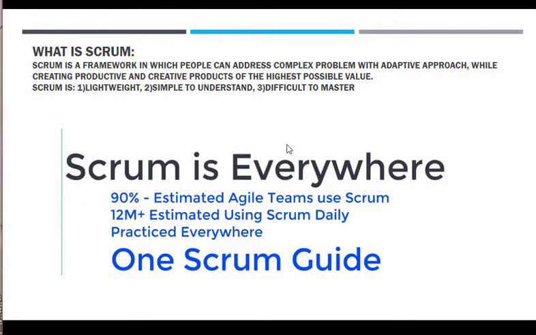So Scrum is lightweight and simple to understand, but difficult to master. Scrum is everywhere. An estimated 90% of agile teams use Scrum, and an estimated 12 million plus users use Scrum daily. Scrum is a framework within which one can design and implement various processes and technologies to manage complex projects. Scrum makes clear the intended result of your product management and work technologies, so that you can continue to improve the product and the team work environment.